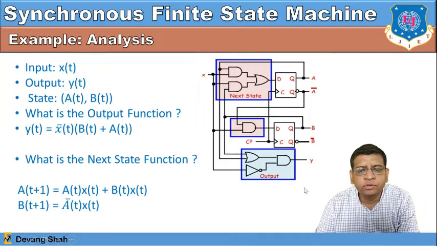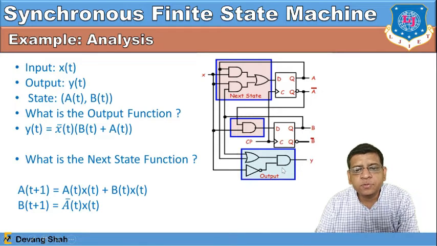Once you define this particular AND gate, this function is nothing but x bar of t into b of t plus x bar of t into a of t. So that describes your output y.